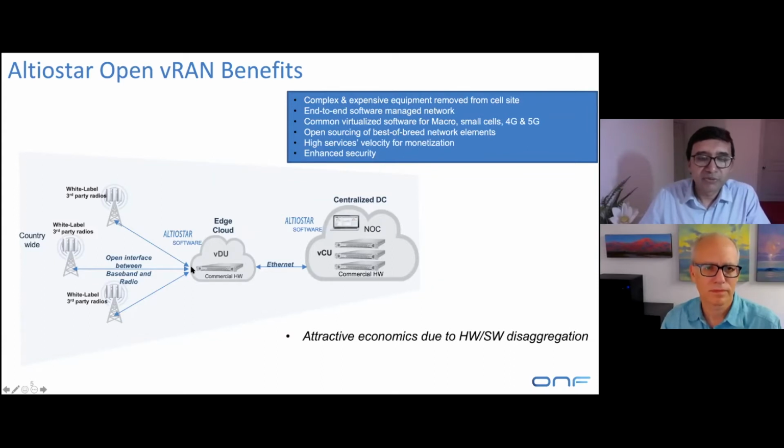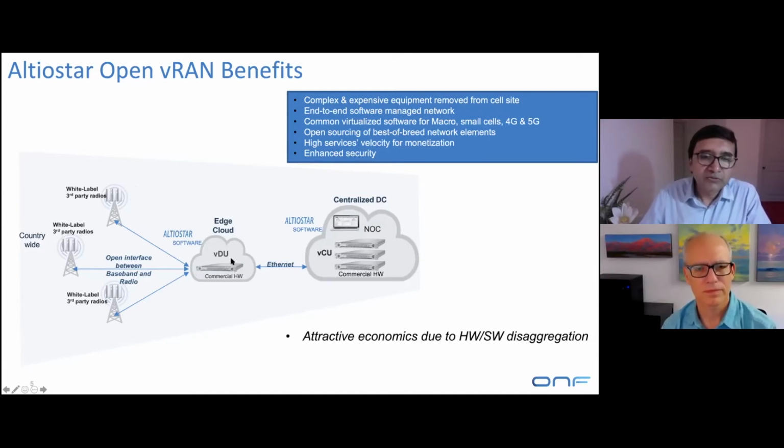For example, between the DU and radios, we have implemented ORAN 7-2x split. And between CU and DU, we have implemented F1, which is defined by 3GPP. And I have another slide which talks about that. One more aspect is that the DU and CU are now implemented as containers. These are all CNFs, and these are now running on COTS hardware.